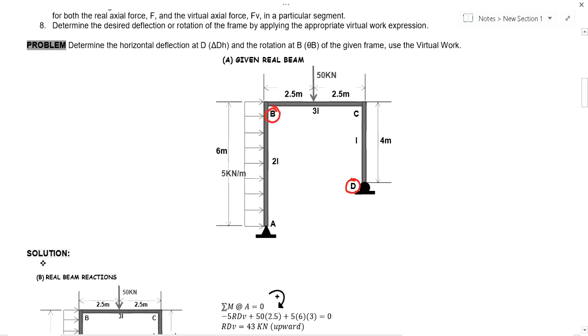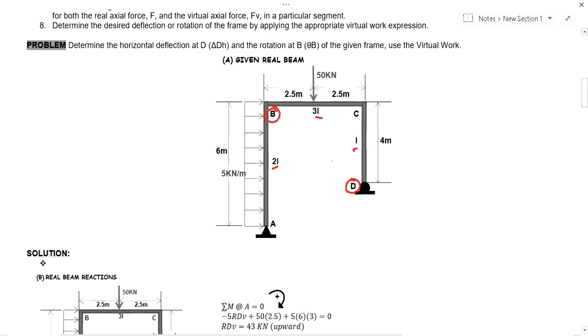So we have here the given real beam. This is our real beam. We have a frame. We have AB, with a uniform horizontal load. For BC, we have a downward concentrated load, and we have CD. If you noticed, our moment of inertia for AB, BC, and CD are not the same, so you have to take note of our moment of inertia.